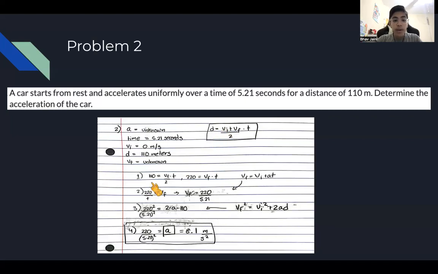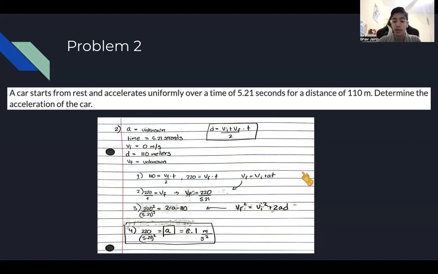So what we do here is distance, which is equal to 110, equals (VI plus VF) over 2 times t. Because we know VI is 0, 110 is equal to VF, the final velocity, over 2 times time. So 220 is equal to the final velocity times time. Another way of putting this would be that 220 over time equals the final velocity. Because we knew from the very beginning what the time spent was, we can say the final velocity was 220 over 5.21.